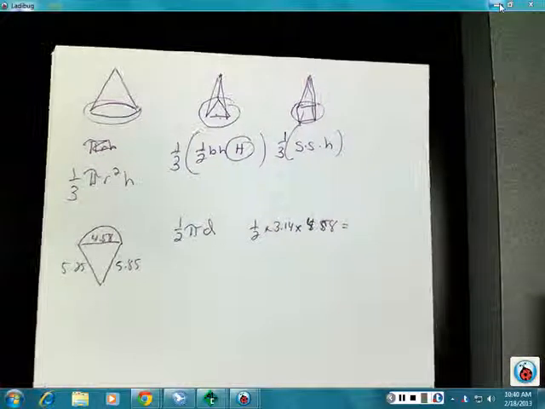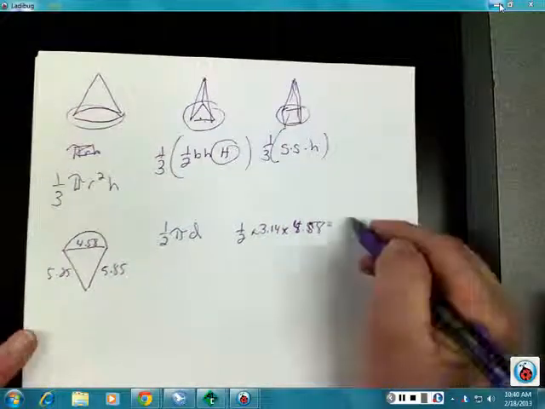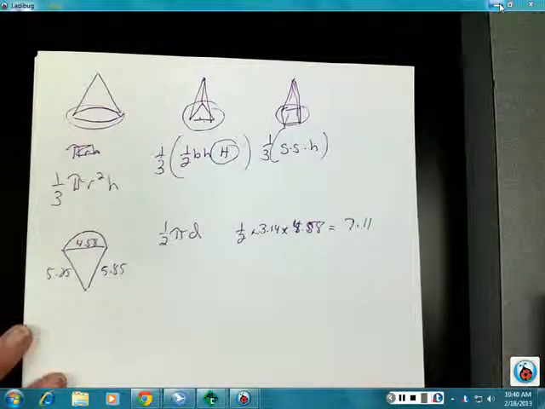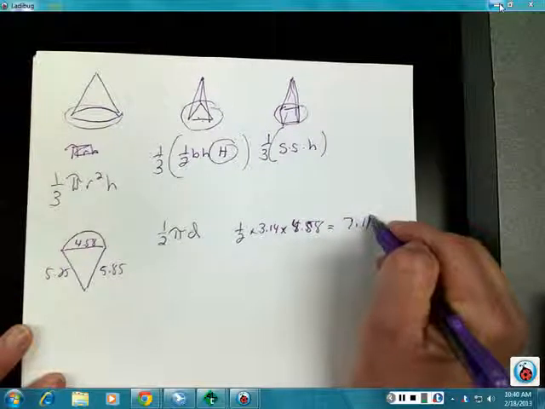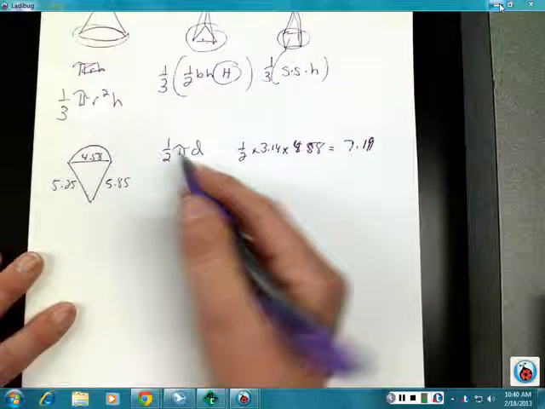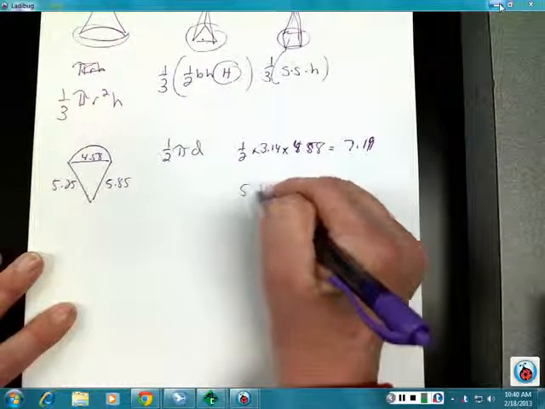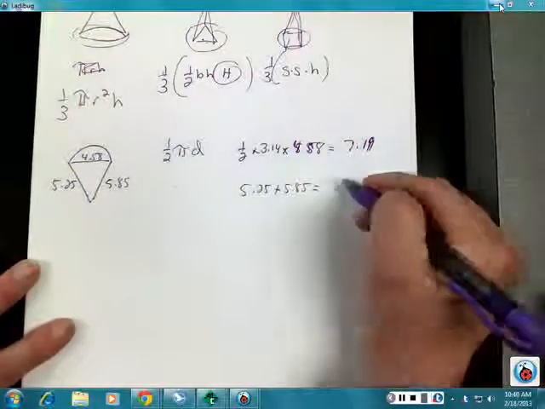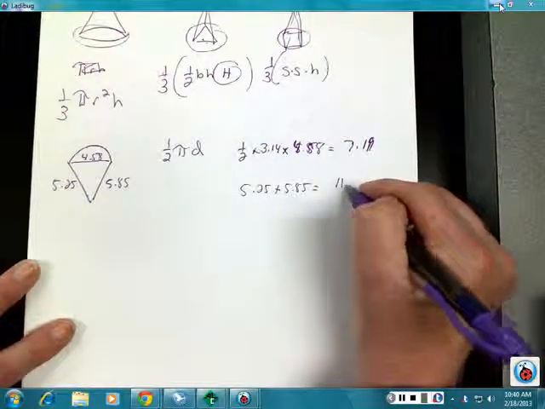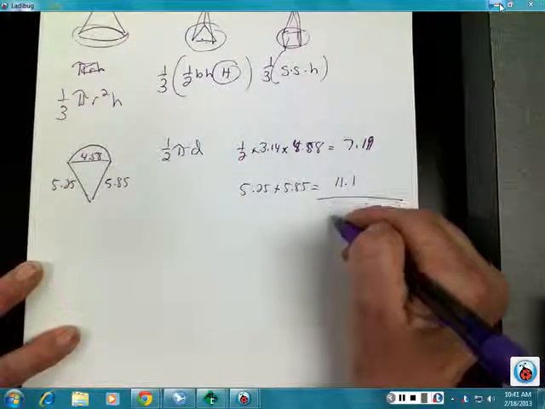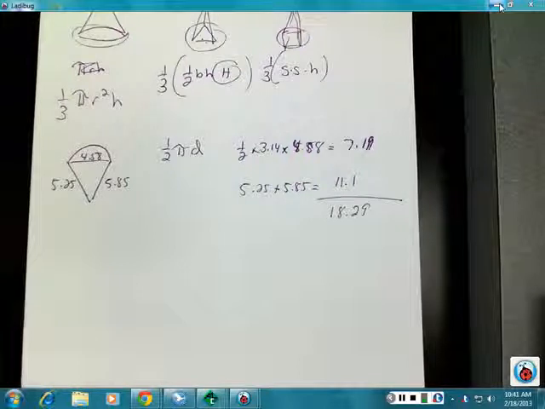What's that equal? One more time? 7.11? Okay. 9. Okay, 19 then? Yeah. Okay. Then, if I want this part, all I simply do is take 5.25 plus 5.85 and end up with 11.1. Okay. Add the two together. 18.29, and let's see if that's what Hawks likes us to have.